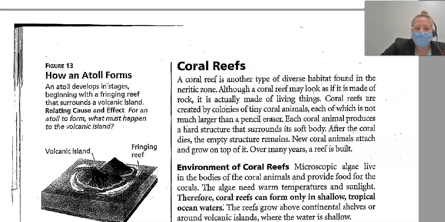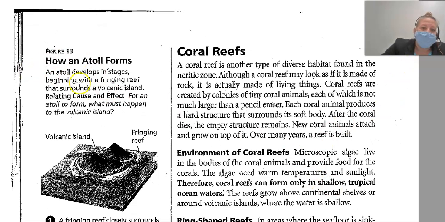Coral reefs. A coral reef is another type of diverse habitat found in the Neritic Zone. Although a coral reef may look as if it is made of rock, it is actually made of living things. Coral reefs are created by colonies of tiny coral animals, each of which is not much larger than a pencil eraser. Each coral animal produces a hard structure that surrounds its soft body. After the coral dies, the empty structure remains. New coral animals attach and grow on top of it. Over many years, a reef is built.